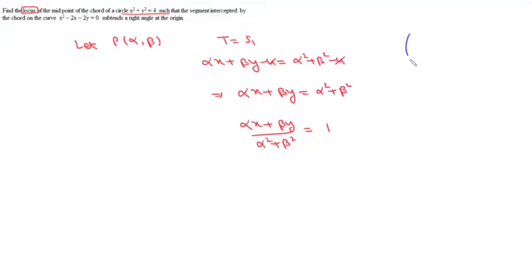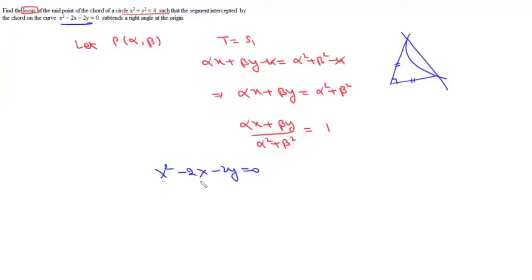Now this chord, it intercepts this segment which subtends a right angle at origin. So what we'll do is we'll find equation of this pair of straight lines, and we get this equation of pair of straight lines by making this curve homogeneous. So we have this curve which is x square minus 2x minus 2y equals 0, and we have to make it a homogeneous curve in degree 2.